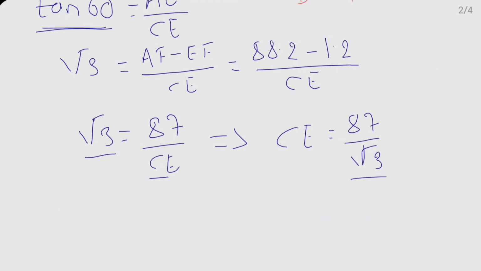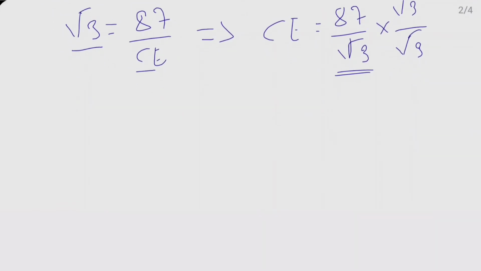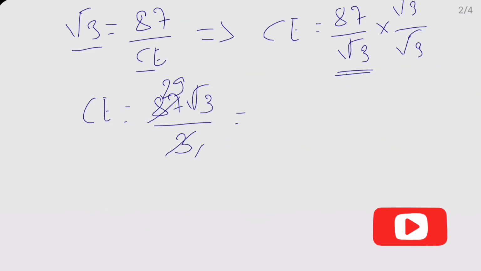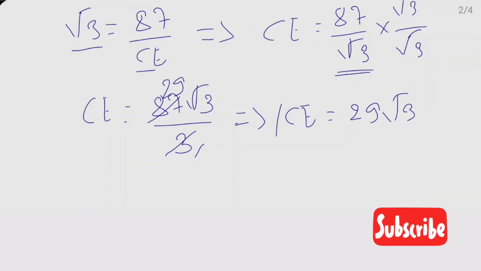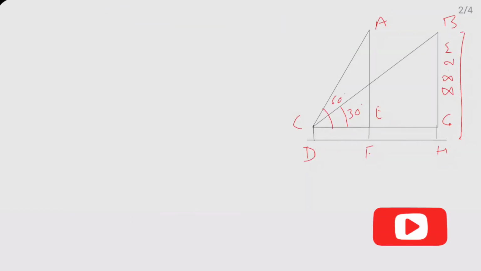So in the denominator we have the root 3 value, so here multiplying and dividing by root 3, we got CE equal to 87 root 3 by root 3 into root 3, which is 3. So 3 ones are 3, 29 threes are 87. Here we got CE equal to 29 root 3. Is it clear? So CE is 29 root 3.